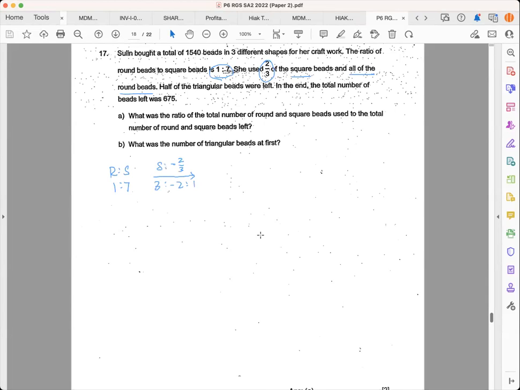Next, the statement says she used up all the round beads. So round, you minus all. In this case, there's only 1 unit, so you minus 1.